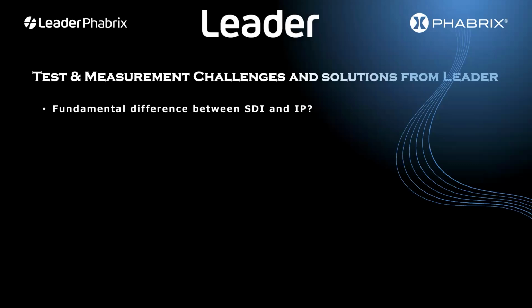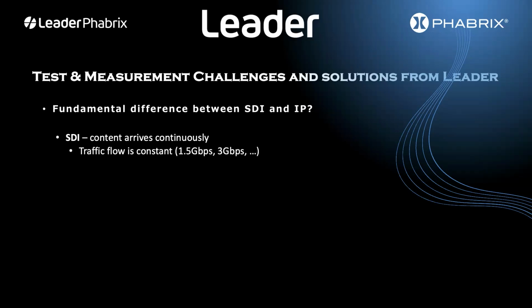So, what are the fundamental differences between SDI and IP? SDI content arrives continuously. We have traffic flows that are constant. We're all familiar with 1.5 gigabits per second SDI and 3 gig SDI. And if you're working with UHD, that could be 6 gig or 12 gig.